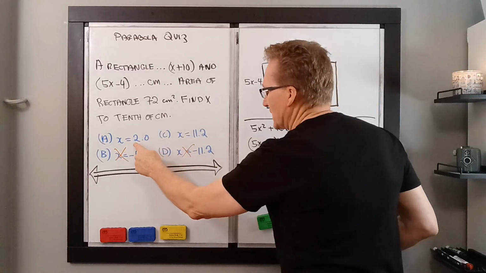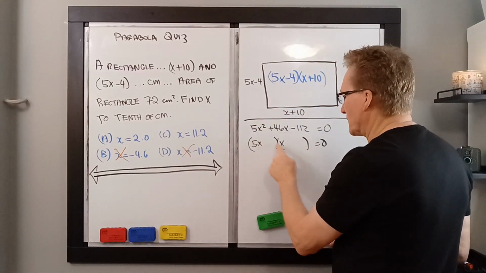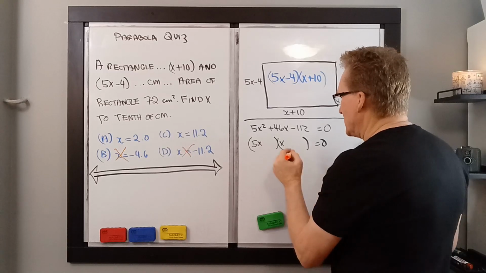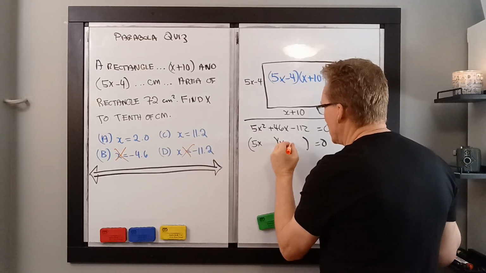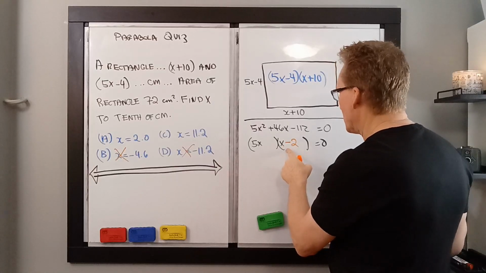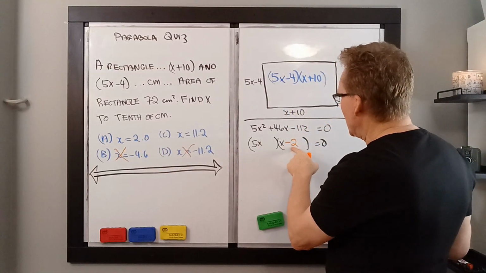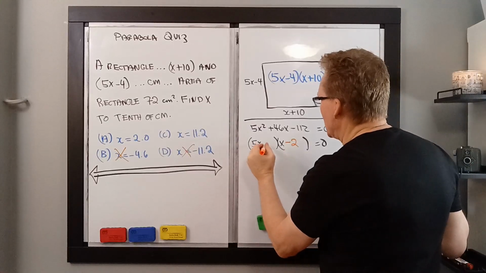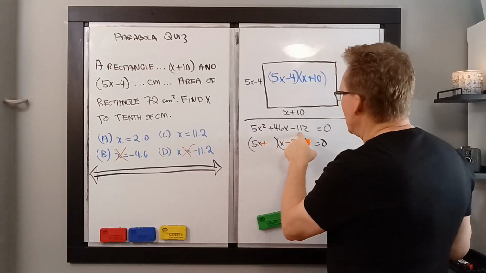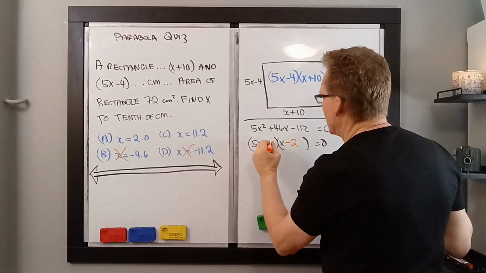One of the answers is x is equal to 2. If x is equal to 2, notice how I tried to brute force factor it. In that case, this would be x minus 2, because x minus 2 here would later on create an x equal to 2. Let's see what happens if I do that. Then what would this number need to be over here? It would need to be a plus. It would need to be half of 112, which is 56.